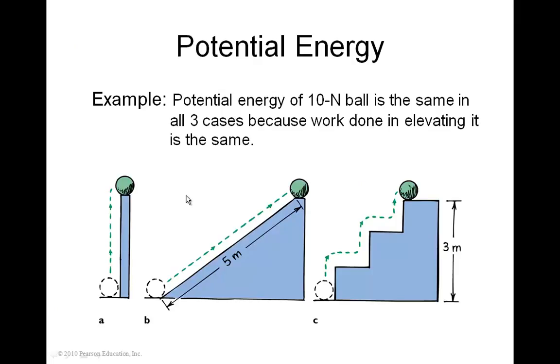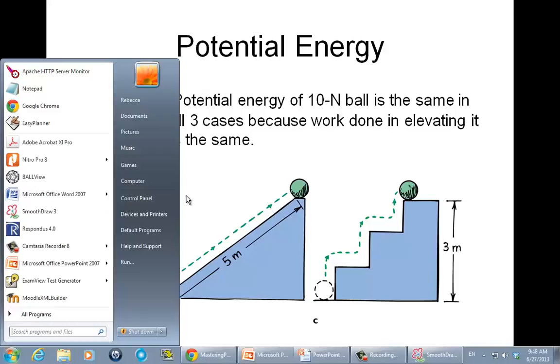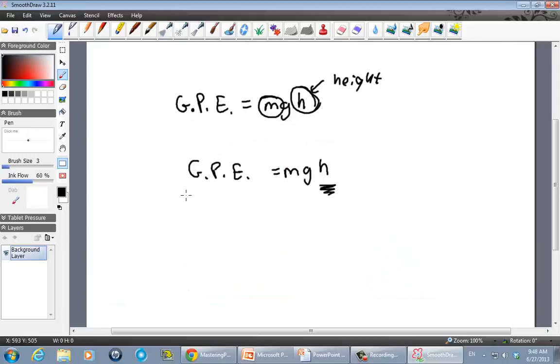So all three of these have the same potential energy. It's a 10 Newton ball and it's raised 3 meters. So let's look at that. A 10 Newton ball raised 3 meters. What is its gravitational potential energy?